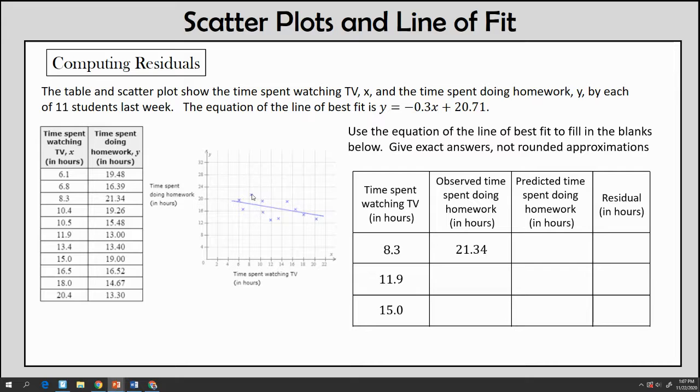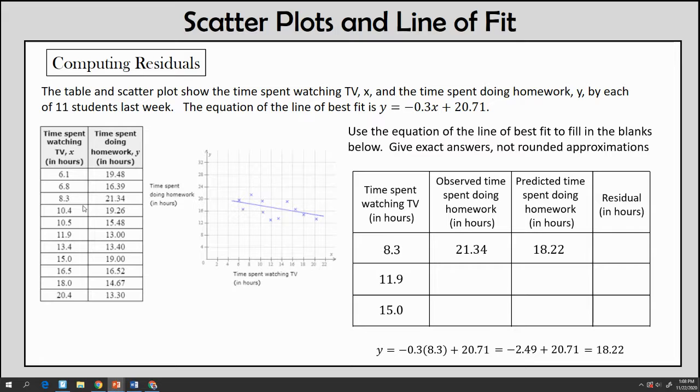What we want to see now is how close our line of fit is to that actual answer. To do that, we take our line of fit, y equals negative 0.3x plus 20.71, and substitute 8.3 in to see what the line tells us should happen at this 8.3 input. It's just a matter of doing calculations. Negative 0.3 times 8.3, added to 20.71, I get 18.22.